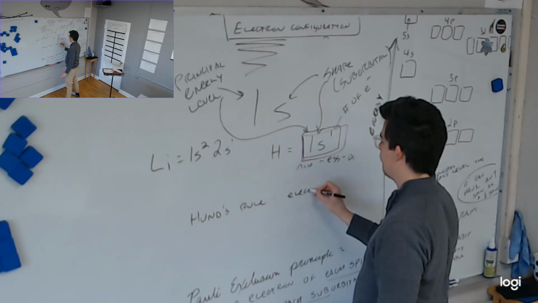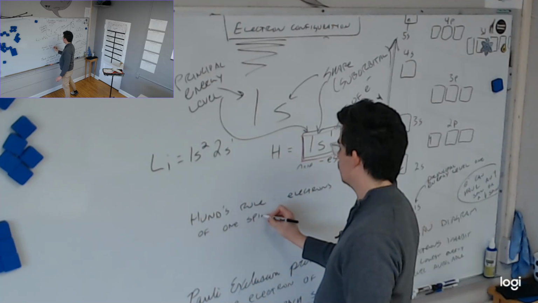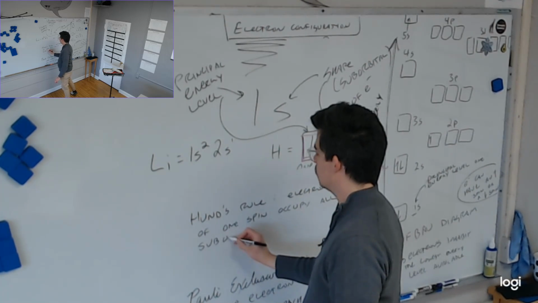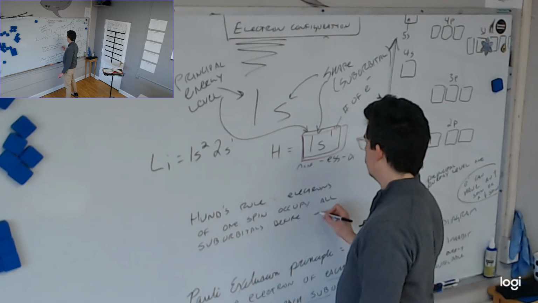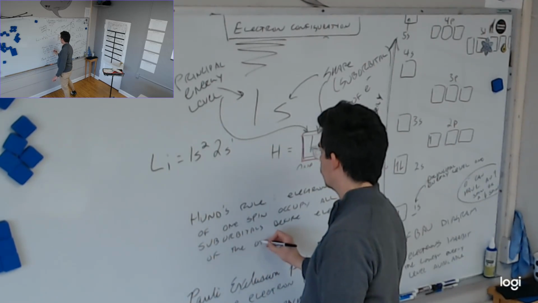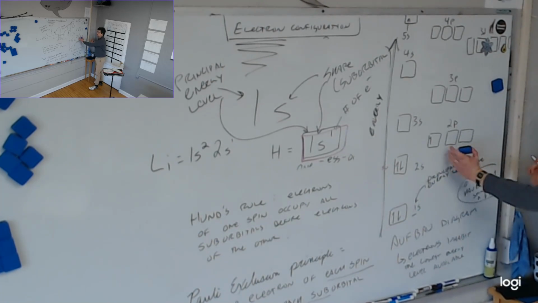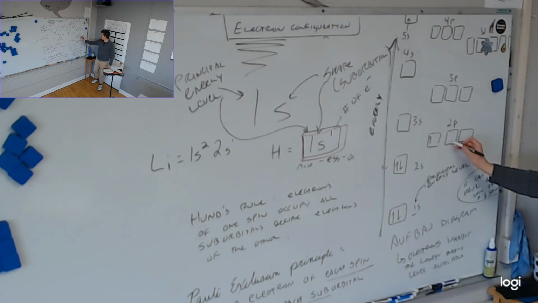Electrons of one spin occupy all suborbitals before electrons of the other. That's kind of confusing, but basically what it means is that when we're starting to fill in the 2p blocks, we don't go up, down, up, down, up, down. We go up, up, up, down, down, down.